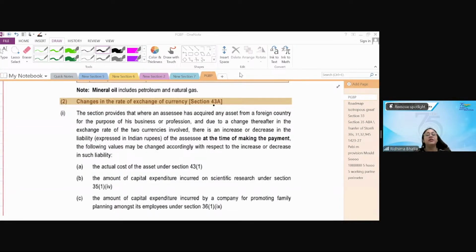Similarly, suppose when I treated it as the asset, the US dollar was 80. But when the final payment got settled, the US dollar was 79. So whatever the treatment on the basis of final payment, you have to adjust it in the actual cost as per section 43A.